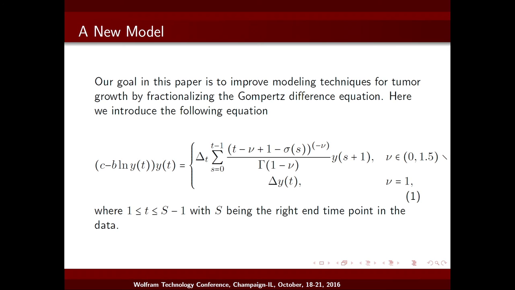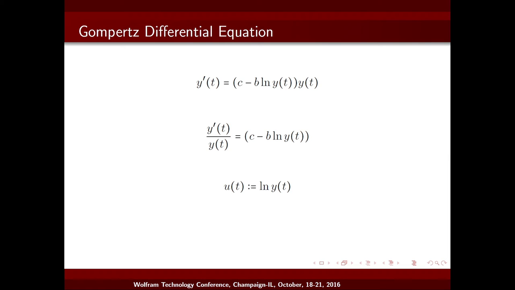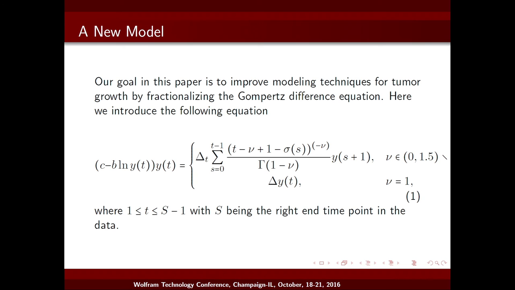Here is what we did in our research. We replaced the first order derivative, let me go back, yes, the first line, by a fractional order difference operator. So here it is. But the interesting thing in this modeling is the value of nu. As a mathematician, I expect nu to be between 0 and 1. That's not the case. Nu is between 0 and 1.5, so we are going a little bit above 1. This could be considered first order and second order together at the same time.